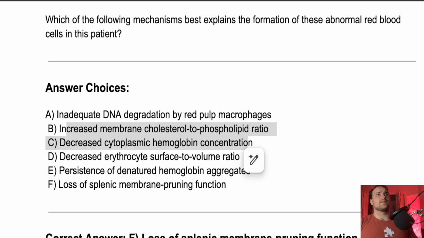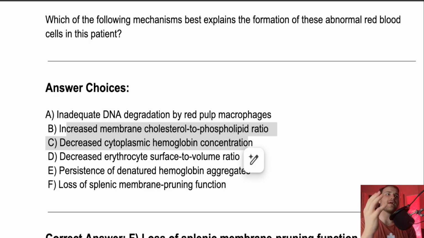The only other concept I think is worth discussing on this particular topic would be asplenia, like the difference of the formation and causes of target cells, specifically the membrane cholesterol to phospholipid ratio and decreased cytoplasmic hemoglobin concentration in asplenia, like the loss of a spleen. So the codocytes, the target cells, another word for them is codocytes. They've got the bullseye, central dark, pale halo, dark outer ring.